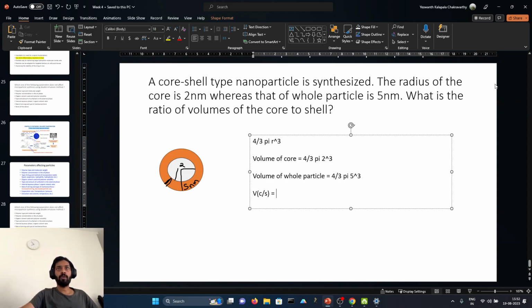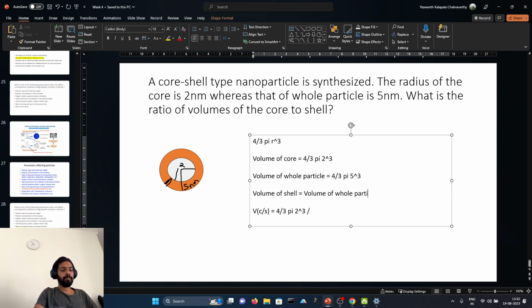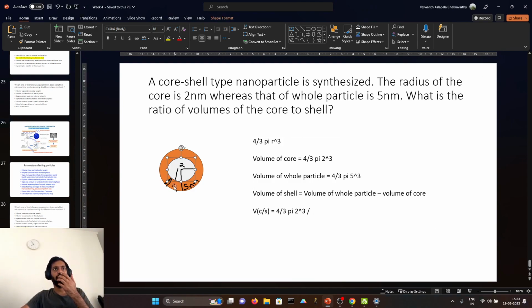So volume of core we already know. So that's just this. Now what is the volume of shell? Volume of shell is equal to volume of whole particle minus volume of core. So this minus this will give you the volume of this orange region.